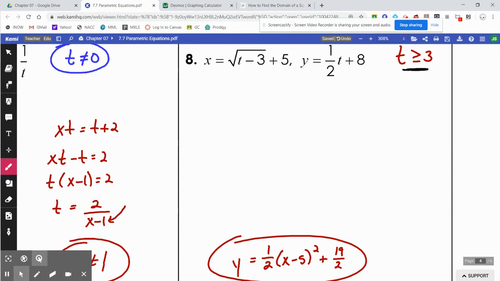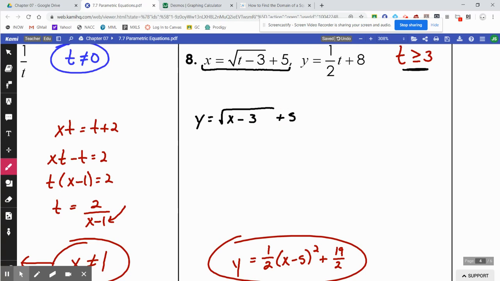Okay, now let's find our restrictions for x. Now, again, think about transformations and look at this graph. Instead of x's and t's, I want you to think back, what would we have looked at if this was x's and y's? If we had y equals the square root of x minus 3 plus 5. We had domain restrictions, we had range restrictions here. This graph would look something like a square root function that's been moved right 3 and up 5, and it would look something like this.